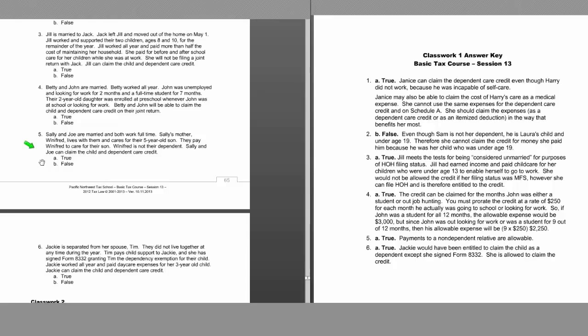Question number five, Sally and Joe are married and both work full-time. Sally's mother, Winifred, lives with them and cares for their 5-year-old son. They pay Winifred to care for their son. Winifred is not their dependent. Sally and Joe can claim the Child and Dependent Care Credit. Well, the answer to this question is true.